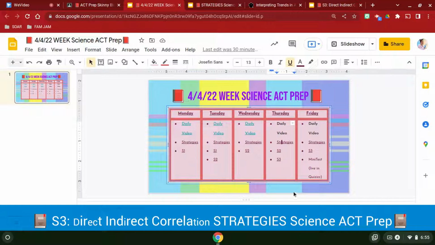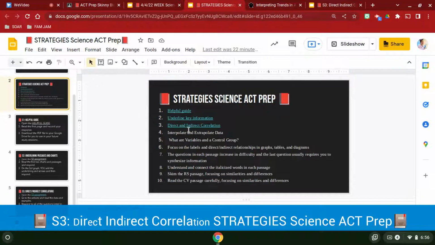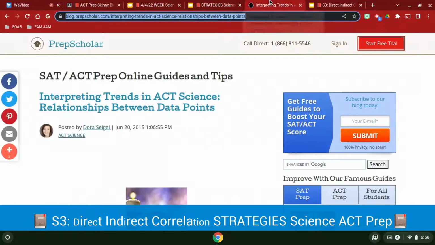Okay, so when you go into strategy three, just to straight read the information about it, these are the instructions. It just says to open the assignment, go to the website and read the data and the examples, and then respond to all of the questions. Okay, well, when you click that link that is right here, it takes you to this website.